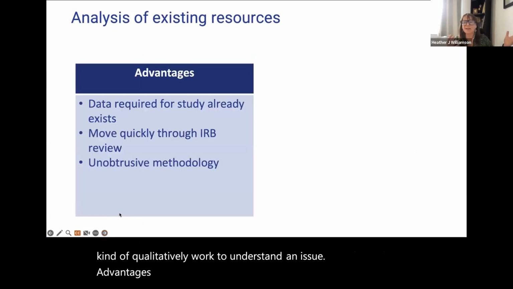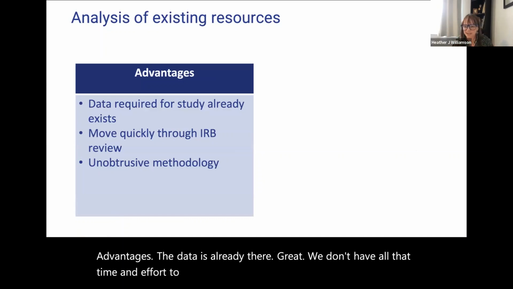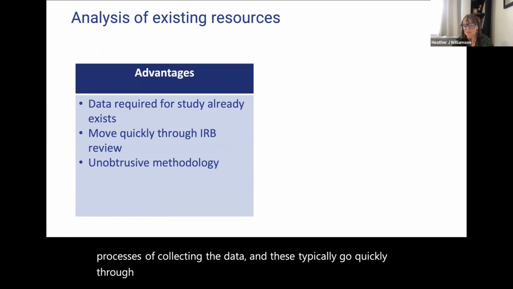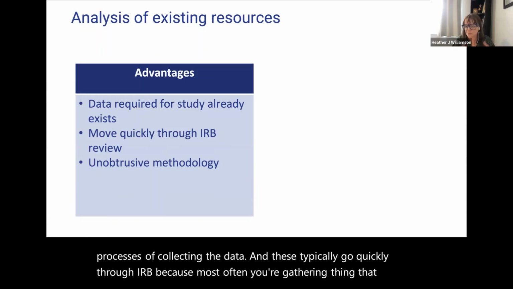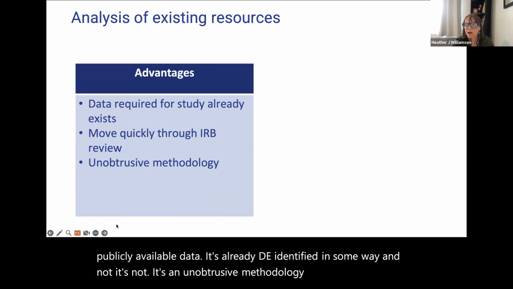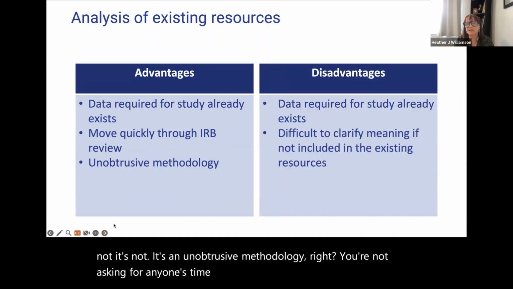Advantages: the data is already there. Great. We don't have all that time and effort to recruit people and plan and do all those processes of collecting the data. These typically go quickly through IRB because most often you're gathering more publicly available data. It's already de-identified in some way. And it's an unobtrusive methodology, right? You're not asking for anyone's time to do this work.